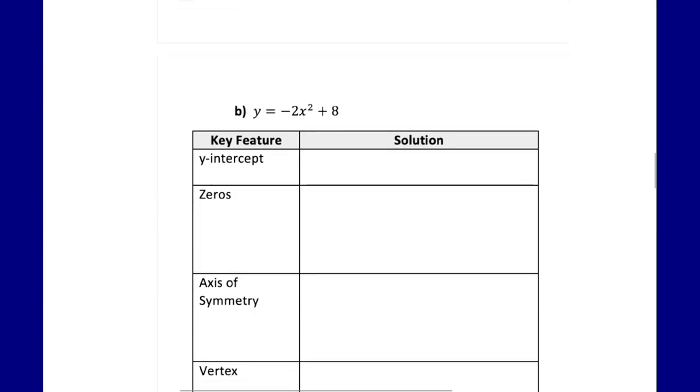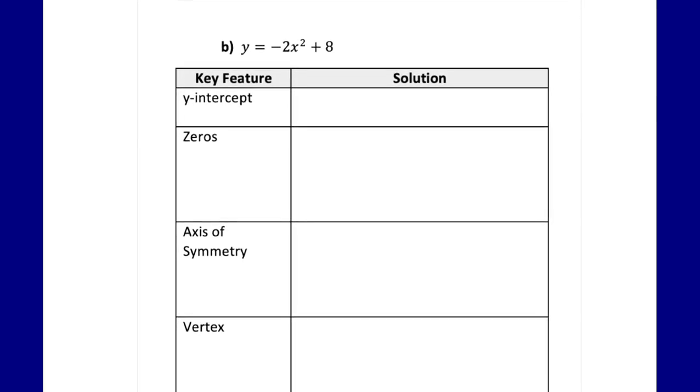So let's look at another example, negative 2x squared plus 8. If I write out my standard form again, just to have a reference, y is equal to ax squared plus bx plus c. I'm going to label my a, b, and c values to help me out a little bit. My a value is negative 2, my b value, I don't have anything with an x, and my c value I can see here is 8.